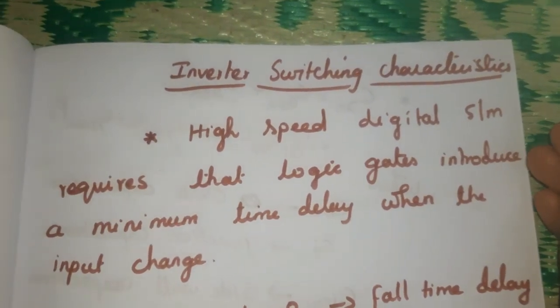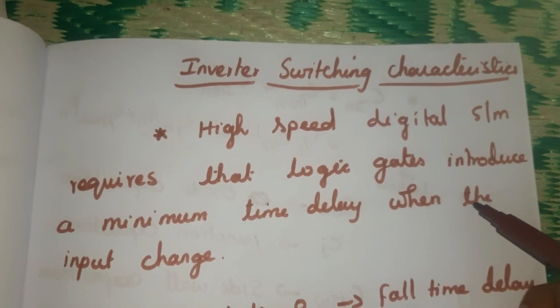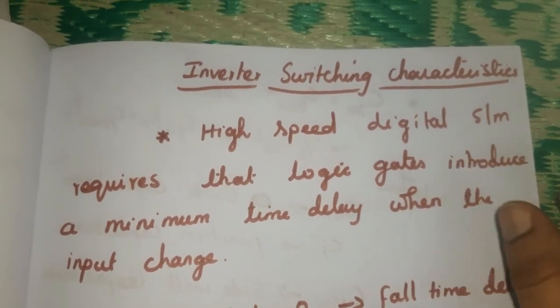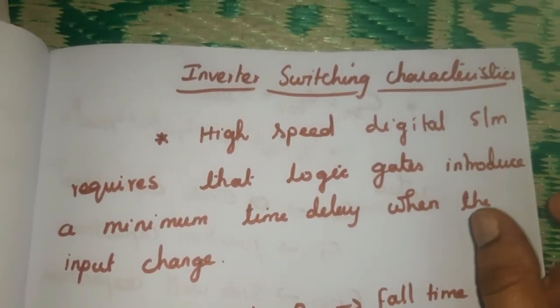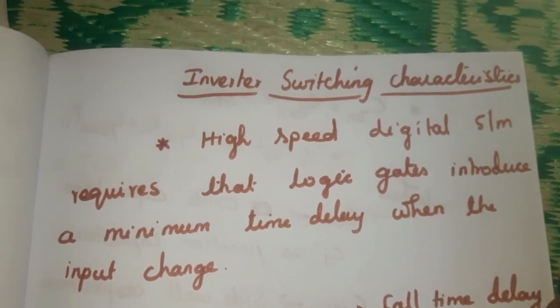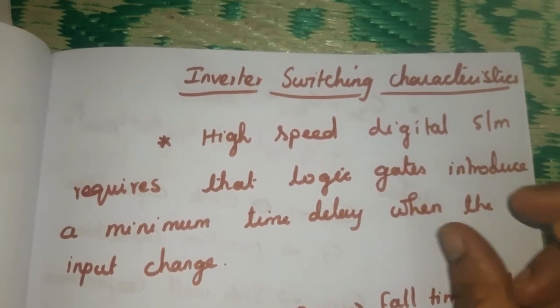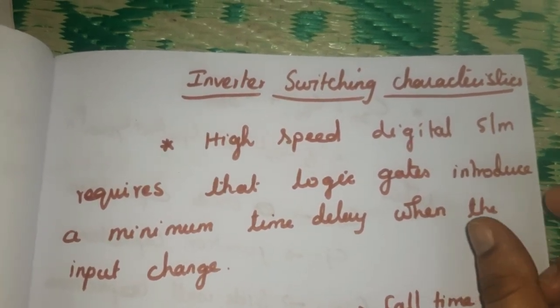In this video we are going to see about inverter switching characteristics. A high-speed digital system requires minimum time delay from input to output. That minimum time delay defines the speed of the digital system. So the switching characteristics define the speed of any device.